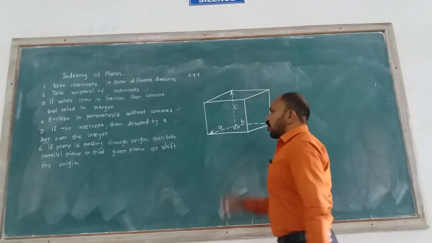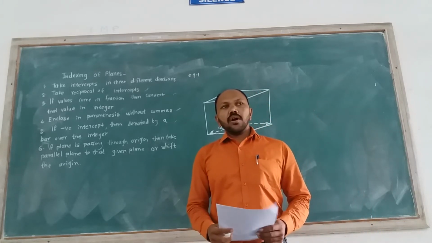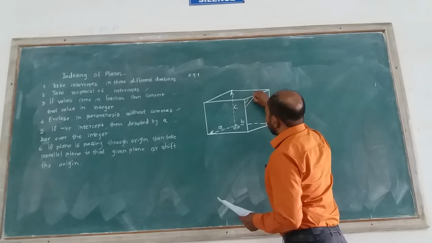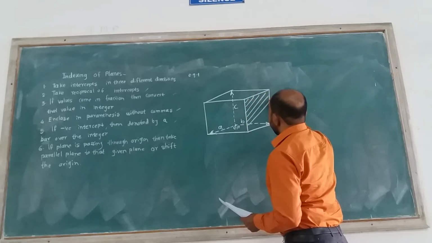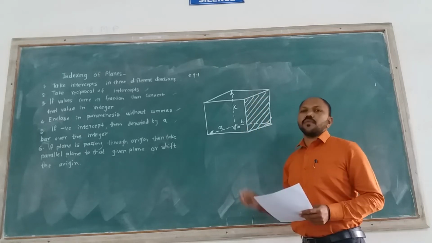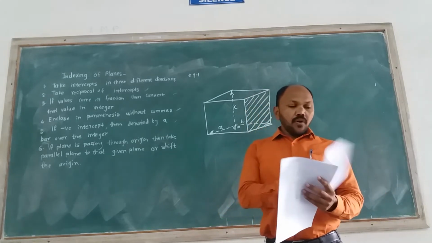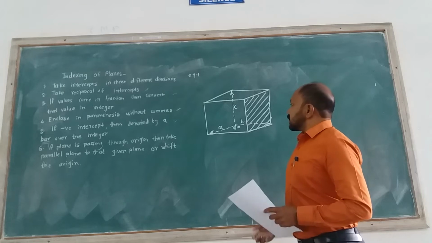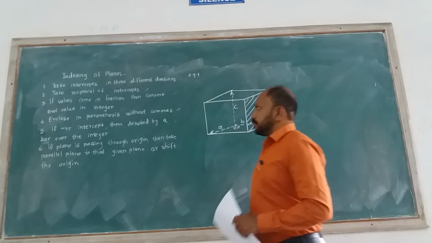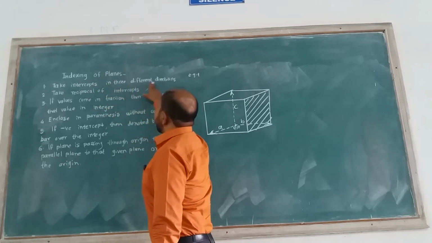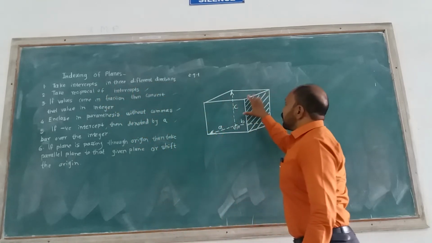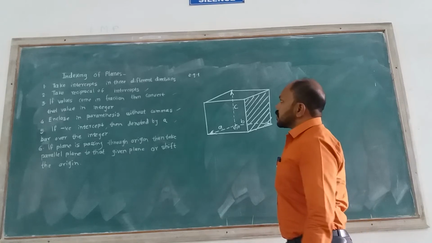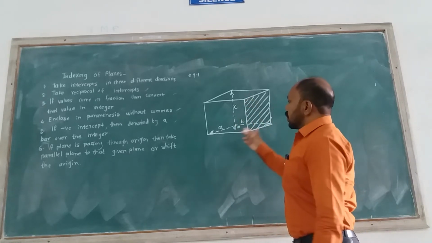Now, if we want to find the intercepts for this shaded plane, in the first example, let this face be one plane, and we want to find the indexing for it. What are the steps? Rule one: take intercepts in three different directions. For this shaded plane we check the a, b and c directions one by one.